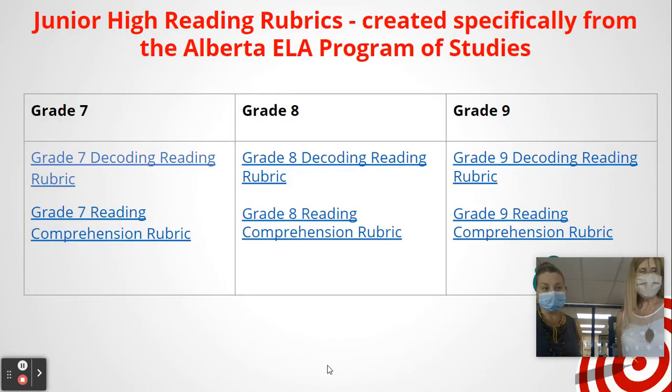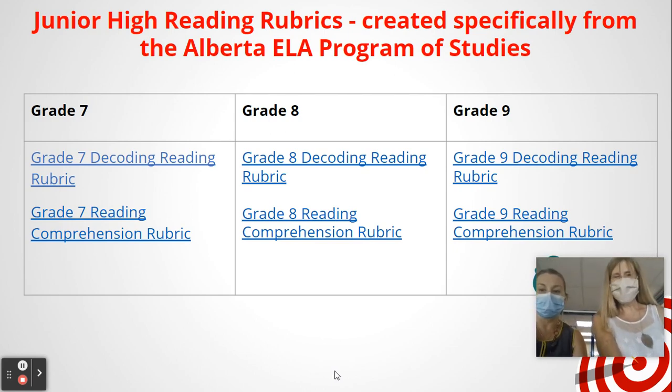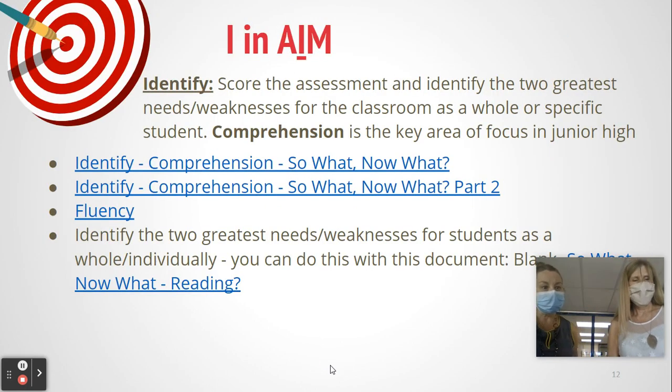Please spend time looking at these decoding and comprehension rubrics as they are specific to Alberta's ELA curriculum and will help you identify strengths and areas of weakness in the reading of your students. After assessing your students' reading skills and behaviors, look at your class results and identify what reading areas you are noticing many students are showing weakness in.